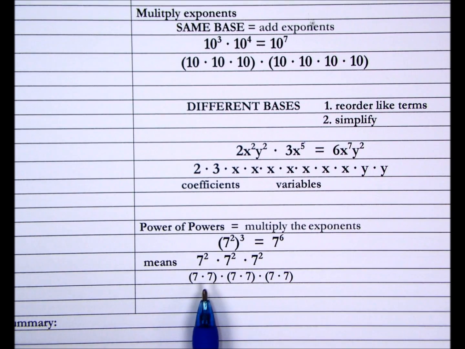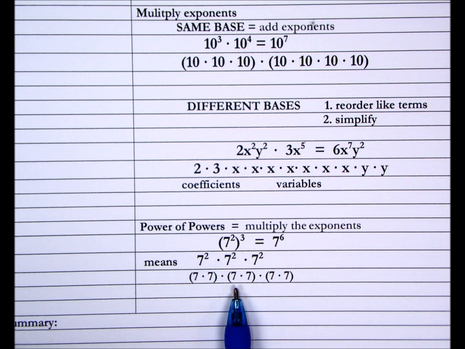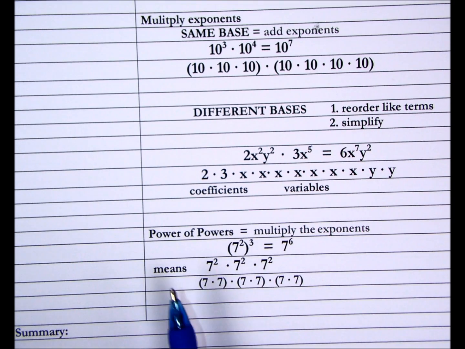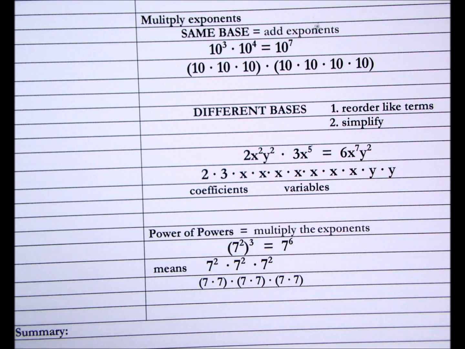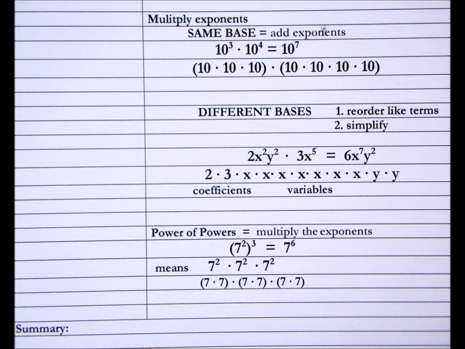So here's our example of 7 squared. Here's the second 7 squared. Here's the third 7 squared. We have 1, 2, 3, 4, 5, 6. So it would be 7 to the 6th power. Now, if they ask you to simplify that, they really are going to want you to multiply. 7 times 7 is 49, and 49 times 7, and that answer times 7. And they usually don't ask you to do that with these kind of numbers, usually with something like 10. But that is what power of powers means. Okay, so that's all.